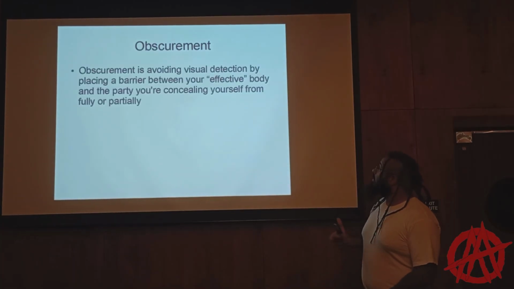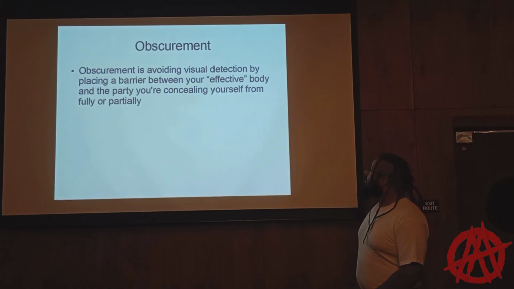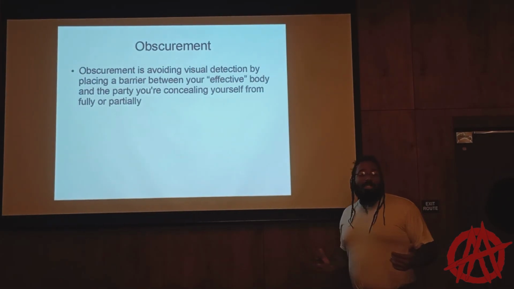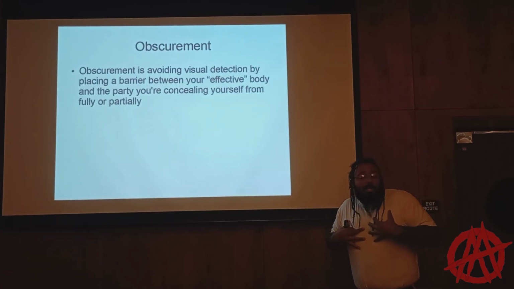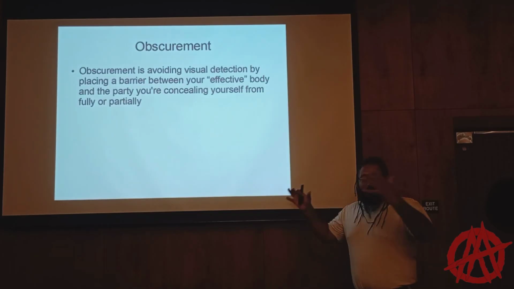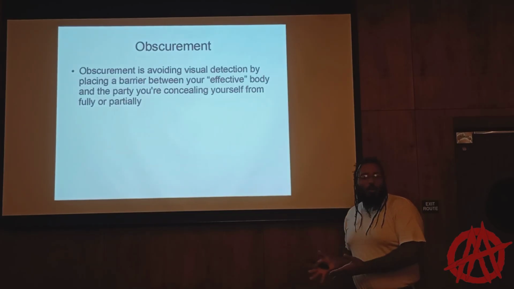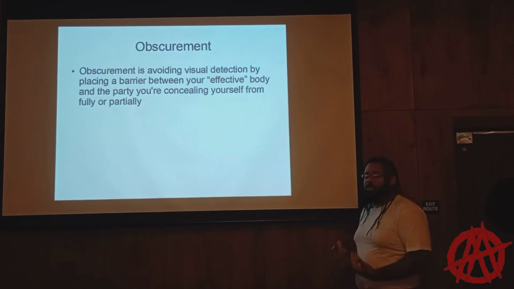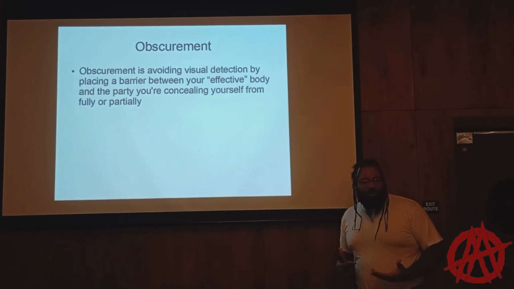So obscurement is avoiding visual detection by placing a barrier between your effective body and the party you're concealing yourself from, fully or partially. So this term effective body, what does that mean? Well, let's say I'm driving a tank and I want to hide that tank from the enemy behind a building. My body is concealed by the tank, right? But the tank is part of what I want to conceal. If I'm parked behind the building and the barrel is sticking out, for my enemy to see, notice, and identify, I've been detected, even though my physical body hasn't been detected.